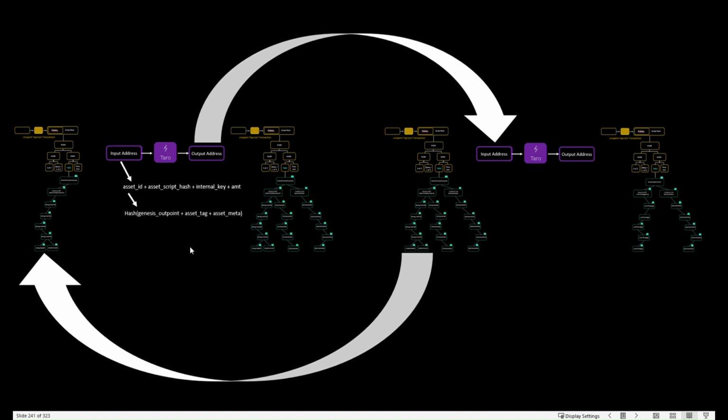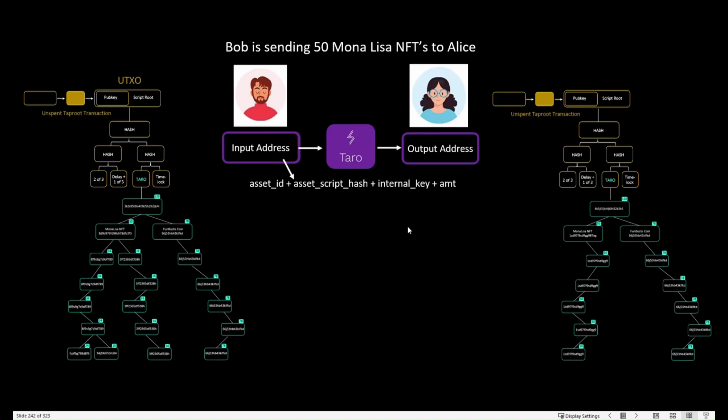And I'm going to skip over this for now. But that's basically a general overview. No bloat to the blockchain.